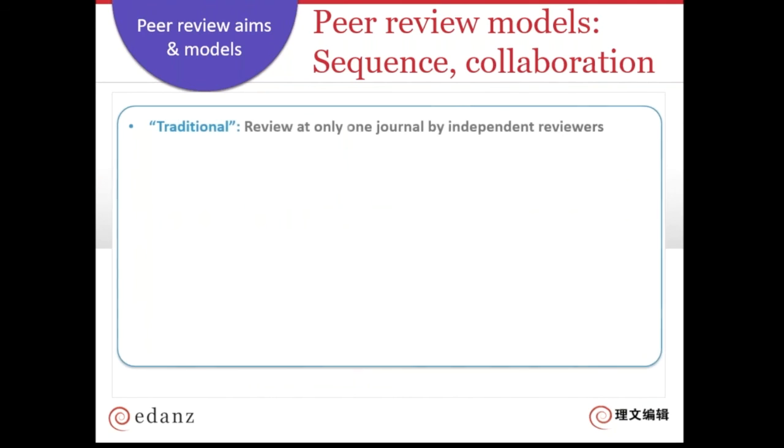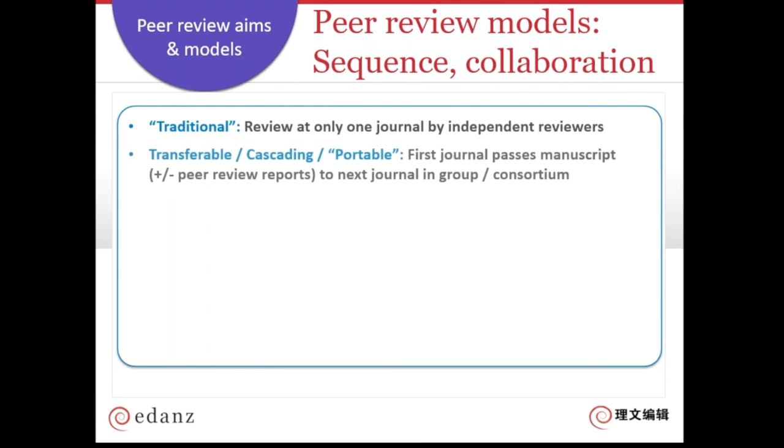Now, the sequence in peer review can also vary. The traditional peer review is where an author can submit a paper only to one journal at a time, and that gets reviewed by independent reviewers. A newer type is transferable or cascading, or sometimes called portable review, where the first choice journal, if it rejects your paper, will give you the choice of passing the manuscript with or without the peer review report to another journal in the publishing group or in the family of journals.